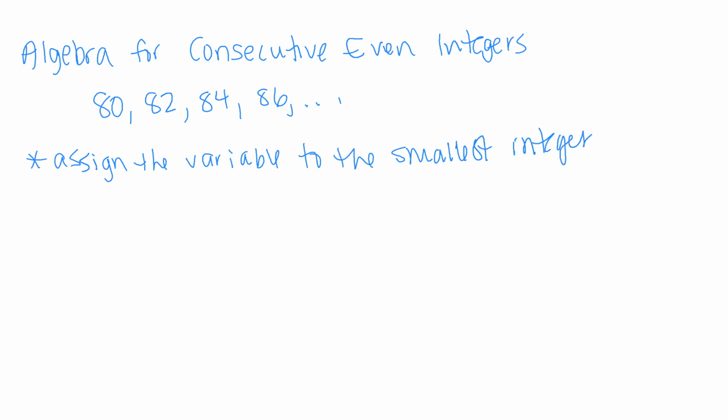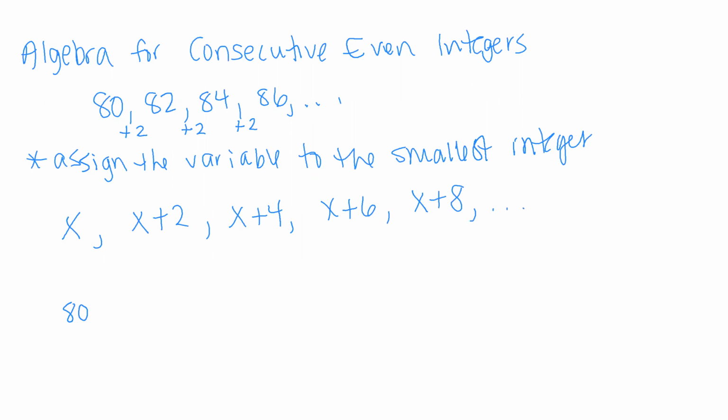So the first integer would be plain old x. And just like with consecutive odd integers, for even integers we're having to add 2. To go from 80 to 82, I add 2. To go from 82 to 84, I add 2 more. To go from 84 to 86, I add 2 more. So my next integer would be x plus 2. And then I need 2 more than that, so I would get x plus 4, x plus 6, x plus 8, and so on.